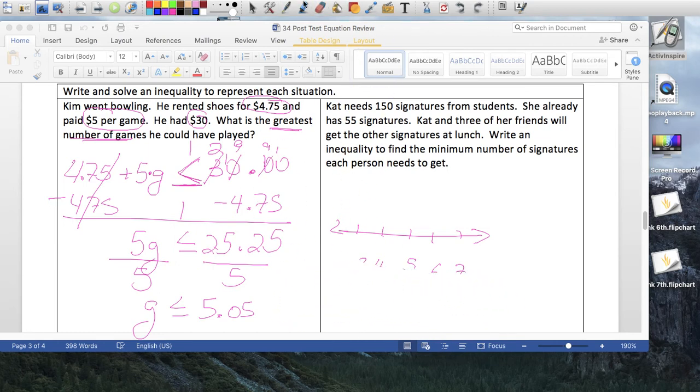Right? Can you play 6 games? No, he can't. He doesn't have that much money. So he can play 5 games, 4 games, 3 games, 2 games, 1 game, 0 games, right? But can he play 6? No, he doesn't have more money to play 6 games. He has 5 games or whatever. So that's the answer.